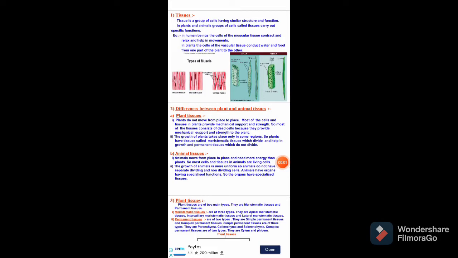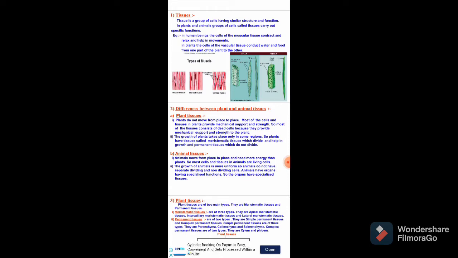We are going to start with a new chapter of class ninth bio, chapter 6, tissue. So first we should know what is tissue. Tissue is a group of cells having similar structures and function. In plants and animals, groups of cells called tissues carry out specific functions.